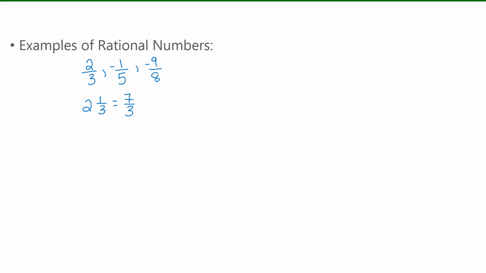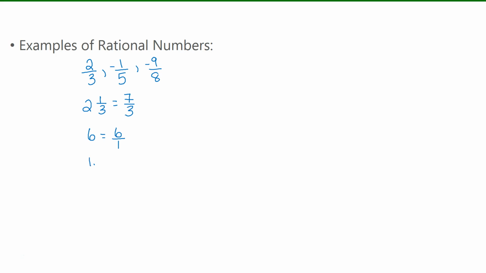Now, any whole number or integer, like 6, is considered to be rational, since I can write any one of these numbers over 1. So now it's in the form of a fraction where I have an integer in the top and the bottom.